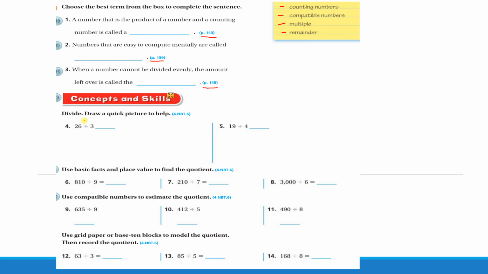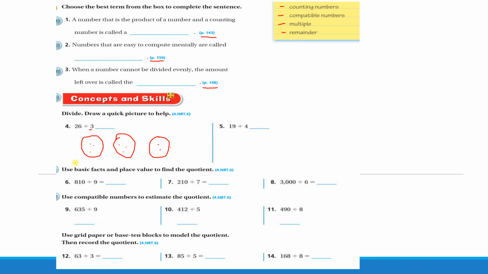Okay, number 4 and 5, divide, draw a quick picture to help. I don't require you to draw the picture, okay? So you can solve this using any of the strategies we talked about. But again, if you want to use the quick draw strategy, that would be 3 groups. Remember, the divisor tells you how many groups you need. And then you divide 26 things amongst those 3 groups. So I would keep going till I've counted up to 26. Oops, outside. I'm not going to solve the problem for you.